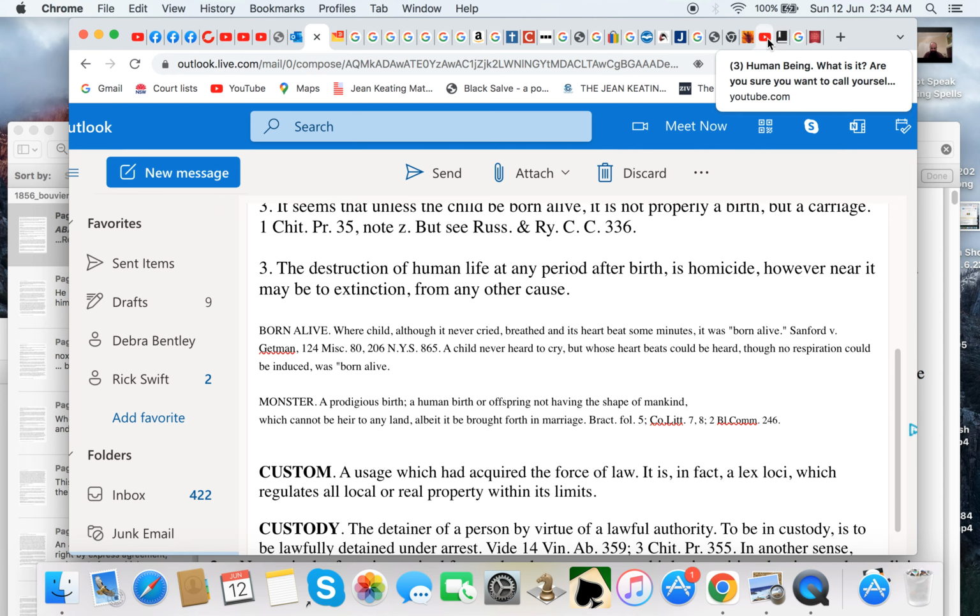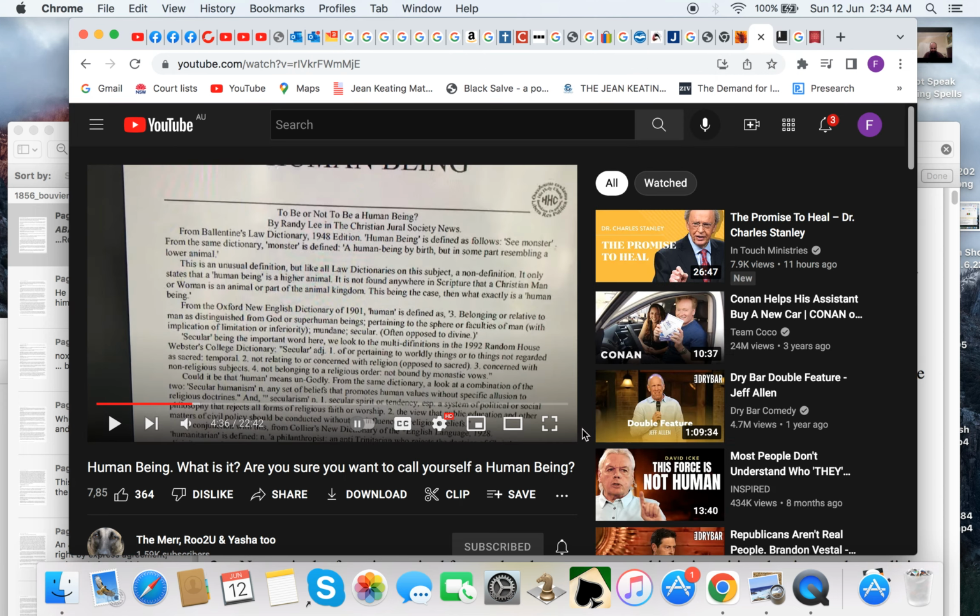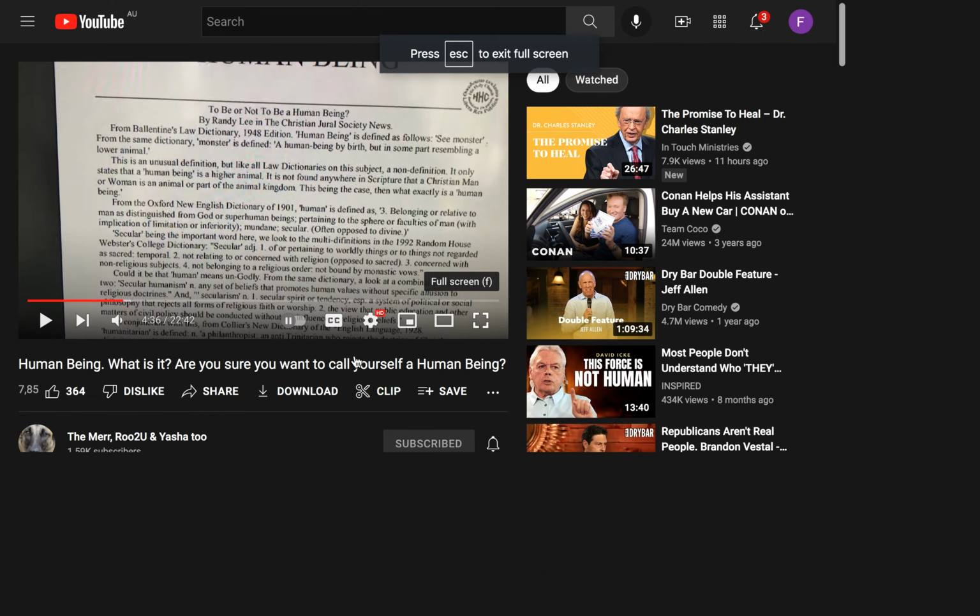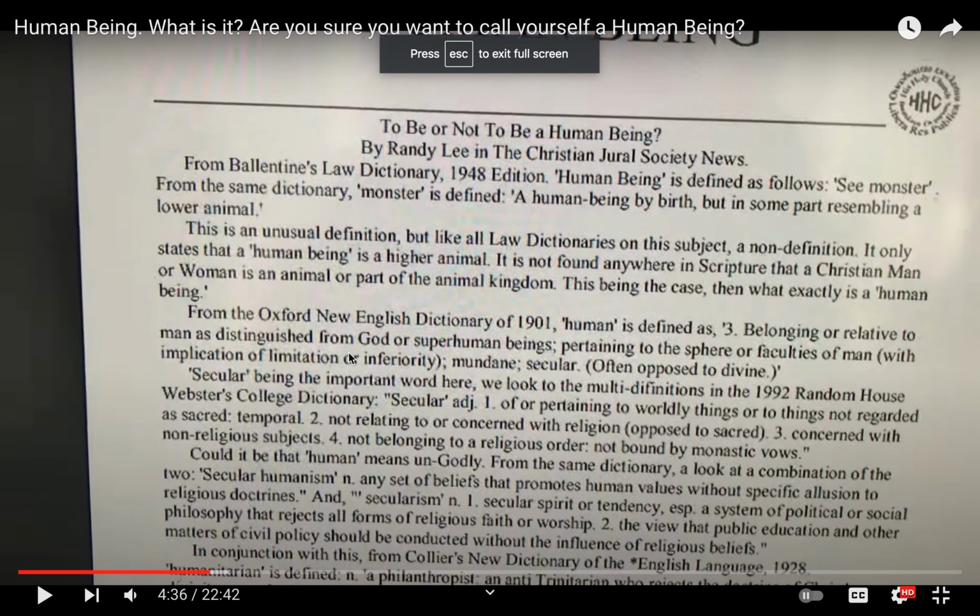So let's go to human being. This is Ballantyne's Law. This is used by the United States Federal Corporation. Human being is defined as follows: sea monster. So then you go to, in English, when you say sea monster, that's the one you go to because that's the most accurate. And so they put in from the same dictionary, monster is defined a human being by birth, but in some part resembling a lower animal.